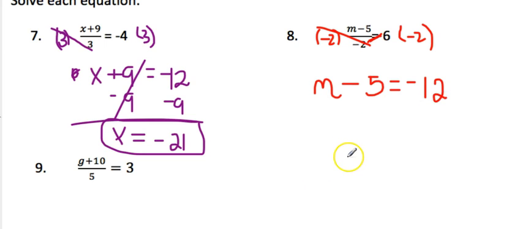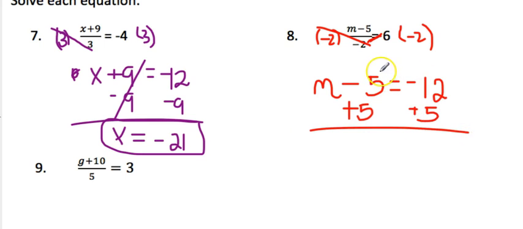Again, now this makes it look like a pretty easy one-step problem where I'm going to add 5 to both sides. Cancel out, leaving me with m equals. Now my signs are different, so I'm going to subtract them. 12 minus 5 is 7. And then since there are more negatives, my answer would be negative 7.